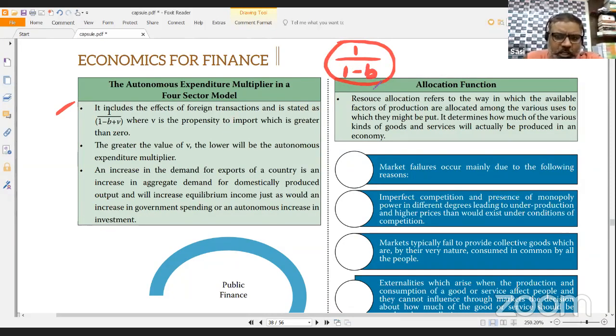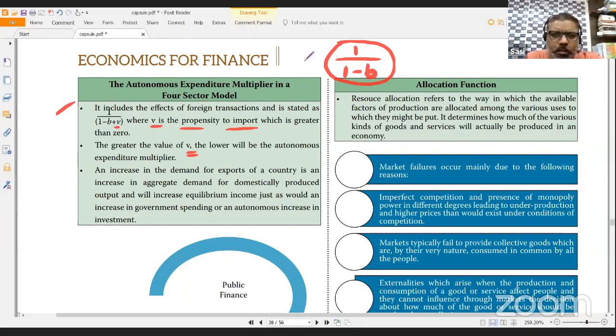But in a four sector economy, one more thing is added, that is V. V is what? That is called the propensity to import. Definitely it should be greater than 0. If the value of V is greater, in other words, a country is more dependent on imports or the propensity to import is more, that is going to reduce the multiplier naturally. And I understand this very clearly. 1 divided by 1 minus B.